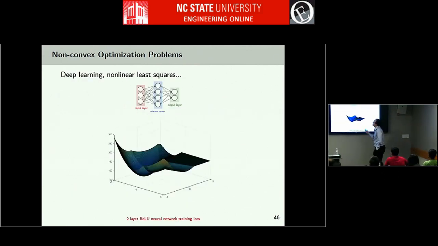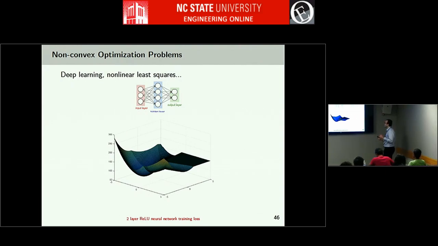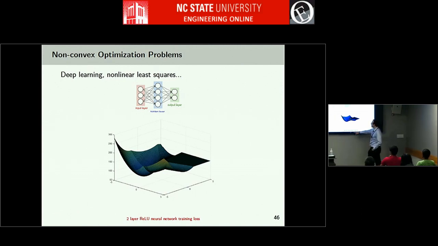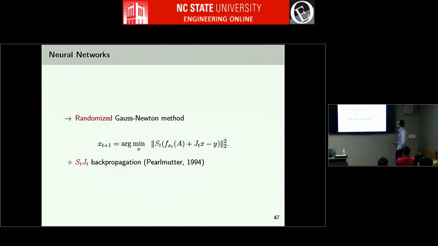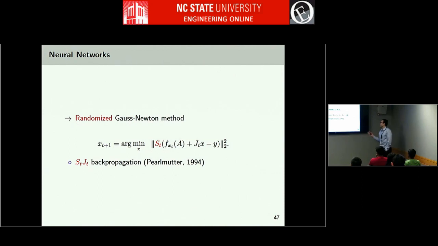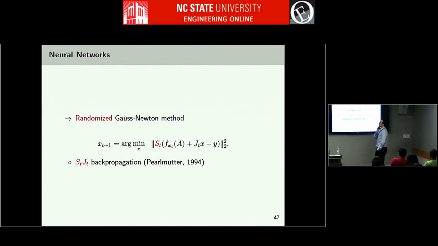Typical examples are learning neural networks, single index models and statistics. This is, for instance, a cost function for two-layer ReLU. It has stationary points. It has local minimums. It can be fairly complicated. So we define a randomized version of the Gauss-Newton method, the same way we did for the randomized Newton method.